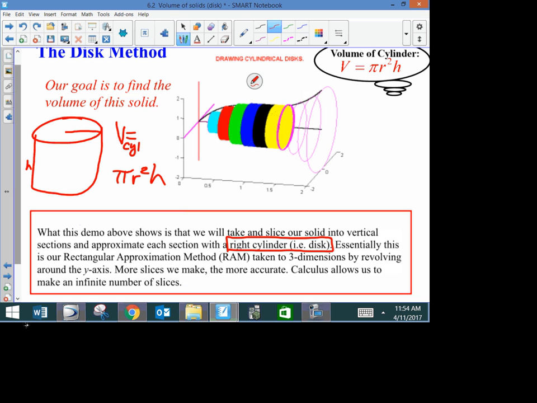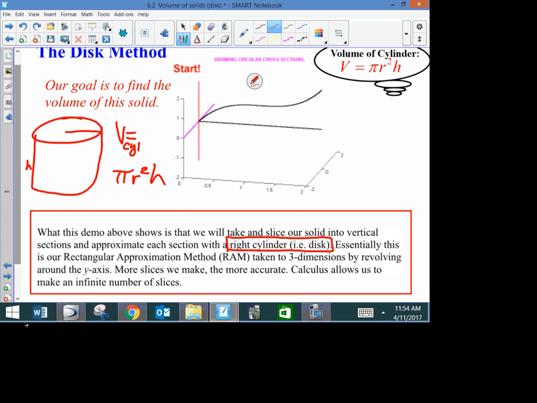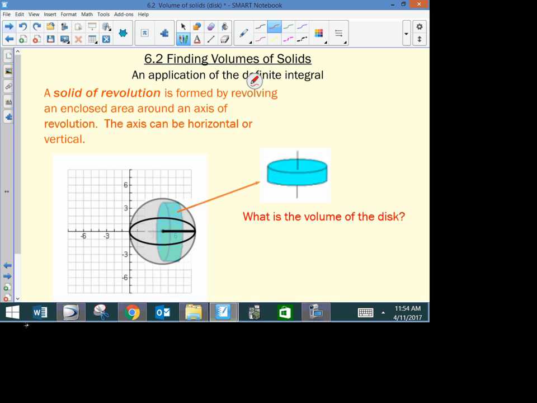So this little demonstration is nice, but remember the discs are very flat and small. It's almost like a stack of CDs. Well, a disc is a cylinder. Yeah, a disc is a flat cylinder. So this same idea, we're going to take this and cut it into this. The volume of the disc, of course, is pi r squared h.